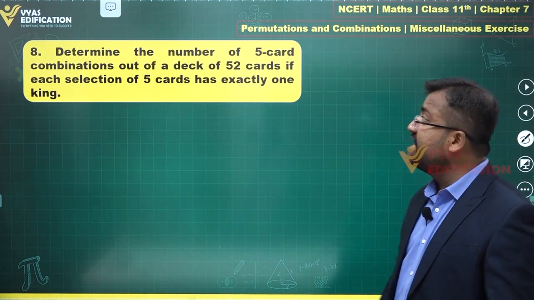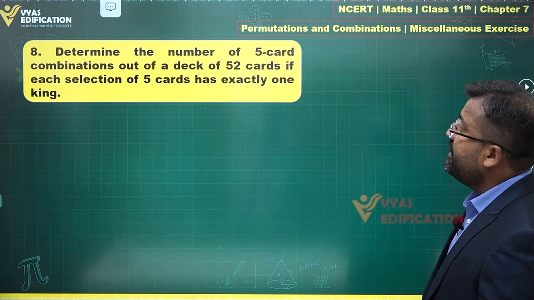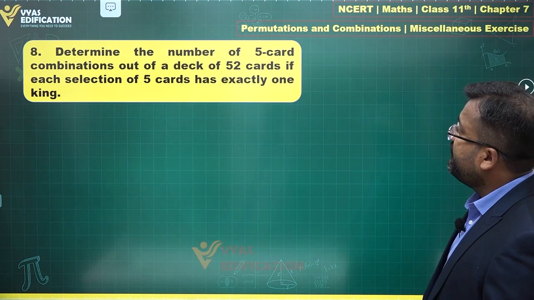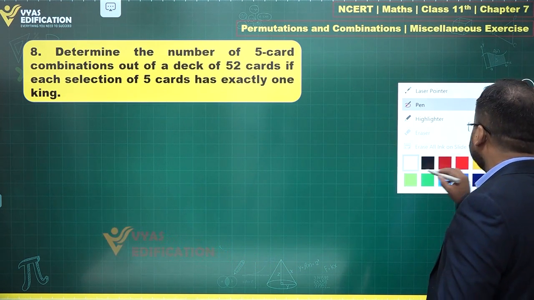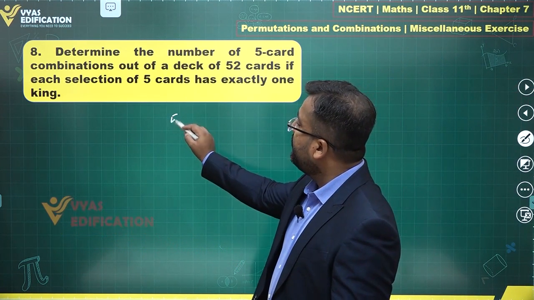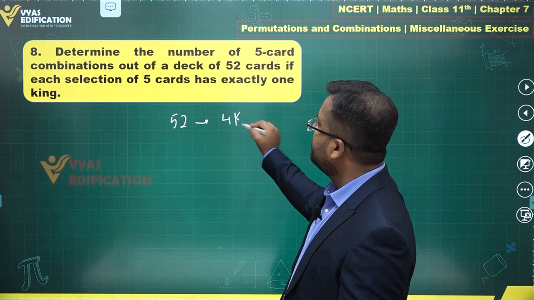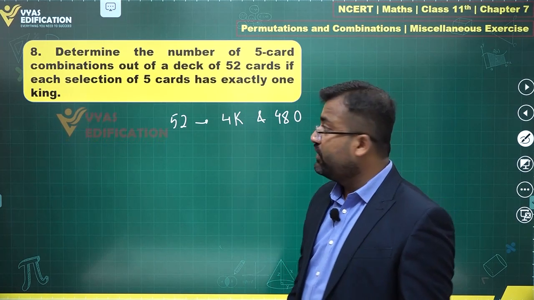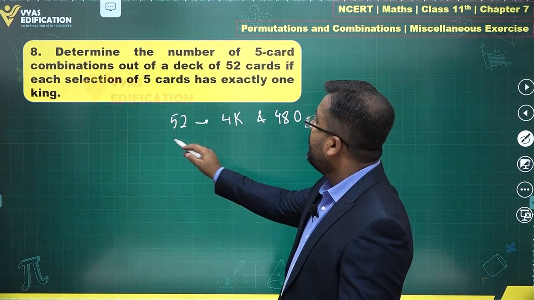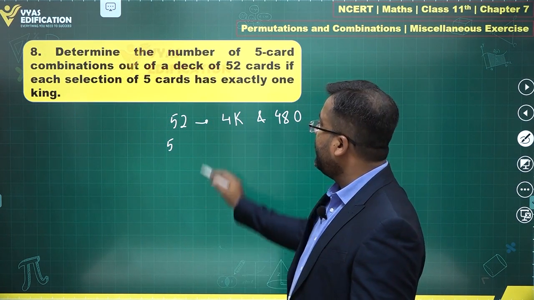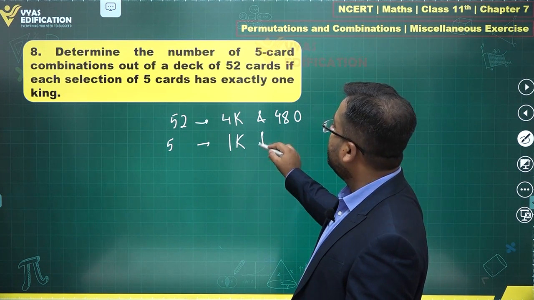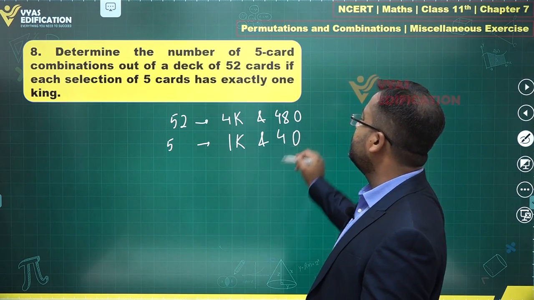The 8th question says, determine the number of 5 card combinations out of a deck of 52 cards, if each selection of 5 cards has exactly 1 king. From 52, there are 4 kings and 48 other cards. 5 cards have to be selected such that there is exactly 1 king and 4 other cards.